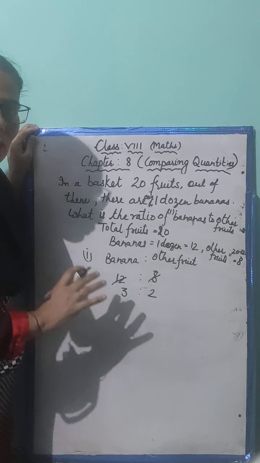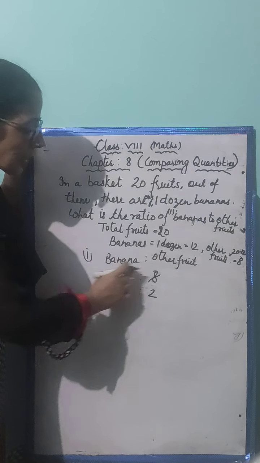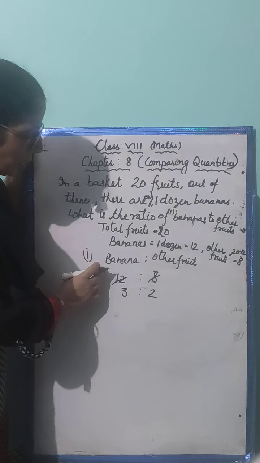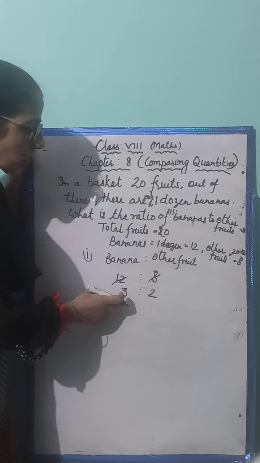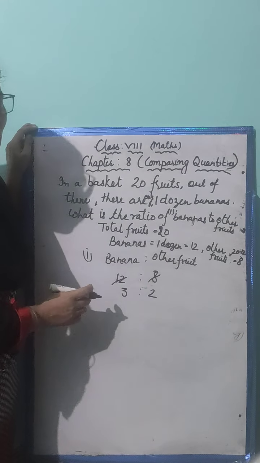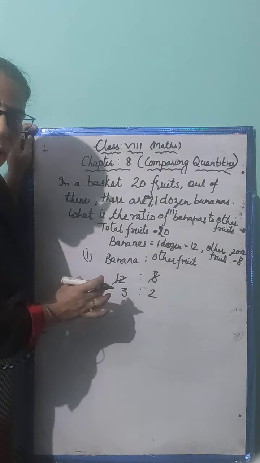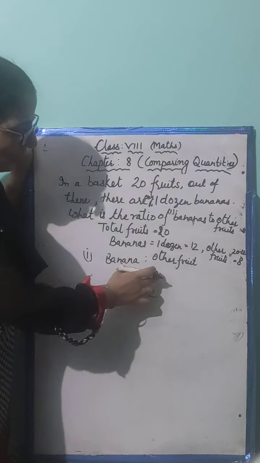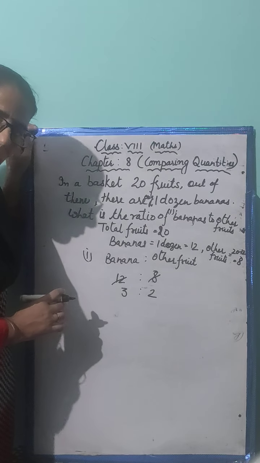You know, when we have to cancel anything, the same table should be used on this side as well as on this side. It should not be that 2 6s are 12 and 4 2s are 8. Right? So both things should be cancelled by the same factor. So I have used here 4. So the answer is 3:2. Have you understood?